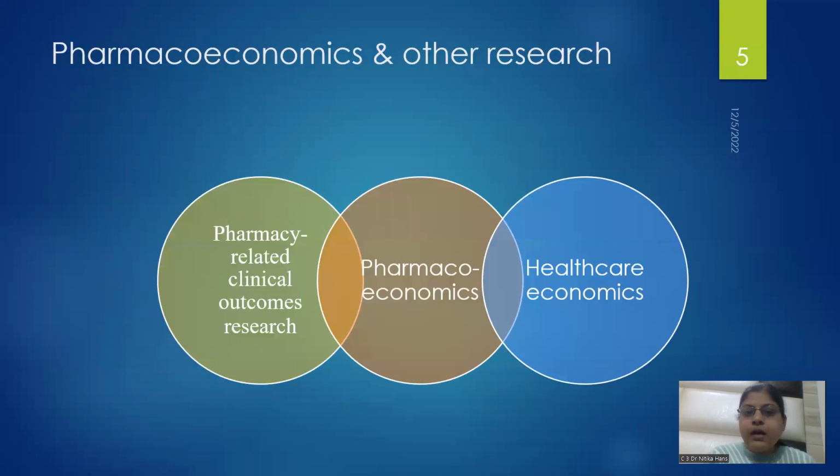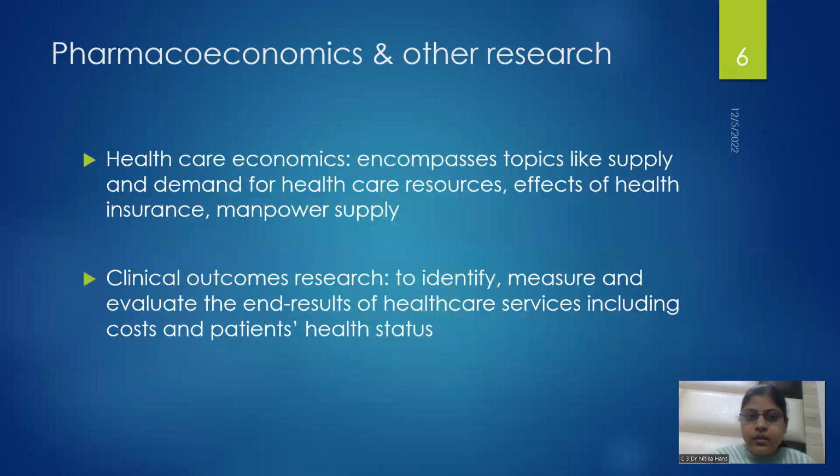Pharmacoeconomics and other research may be divided into pharmacy-related clinical outcome research and healthcare economics. That means pharmacoeconomics can be linked to two branches, pharmacy-related clinical outcome research and health economics. Now, healthcare economics encompasses topics like supply and demand for healthcare resources, effects of health insurance, and manpower supply. What is the supply and demand of the healthcare resources? What is the effect of health insurance and manpower supply?